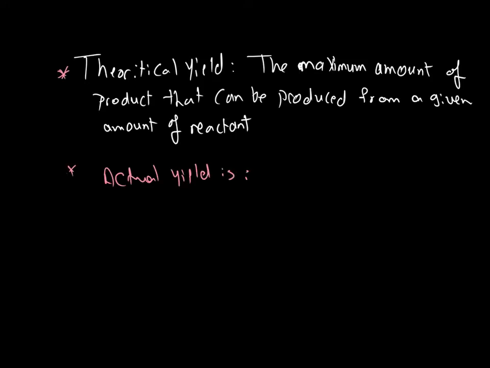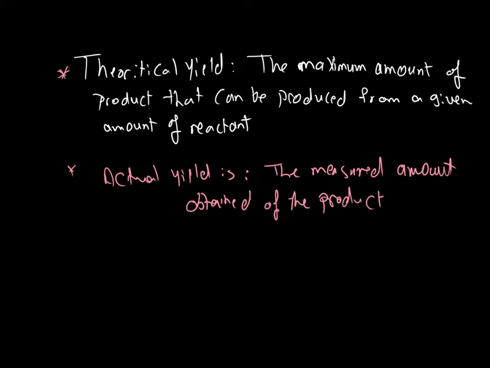Hi my dear students, in this video I will explain the difference between the theoretical yield and the actual yield in stoichiometric calculation. Theoretical yield is the maximum amount of product that can be produced from a given amount of reactant, while the actual yield is the actual amount of product that is measured, or we can say the measured amount obtained of the product.